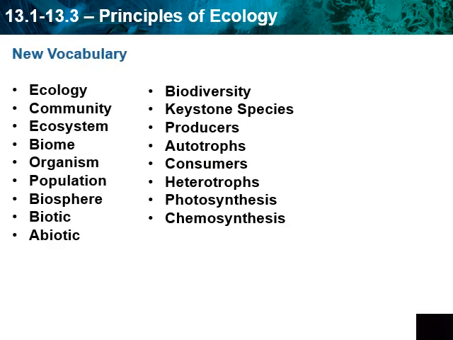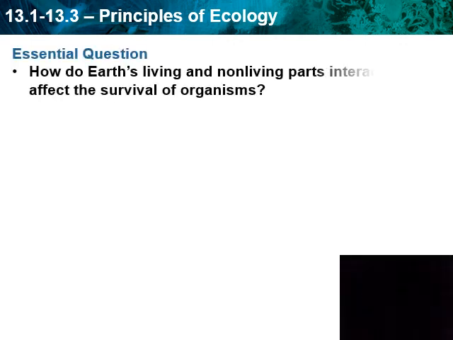Okay, we've got quite a few different vocabulary words. A lot of them you're already familiar with because you've learned about ecosystems since you were in middle school. So here's our vocabulary: ecology, community, ecosystem, biome, organism, population, biosphere, biotic, abiotic, biodiversity, keystone species, producer, autotrophs, consumers, heterotrophs, photosynthesis, and chemosynthesis.